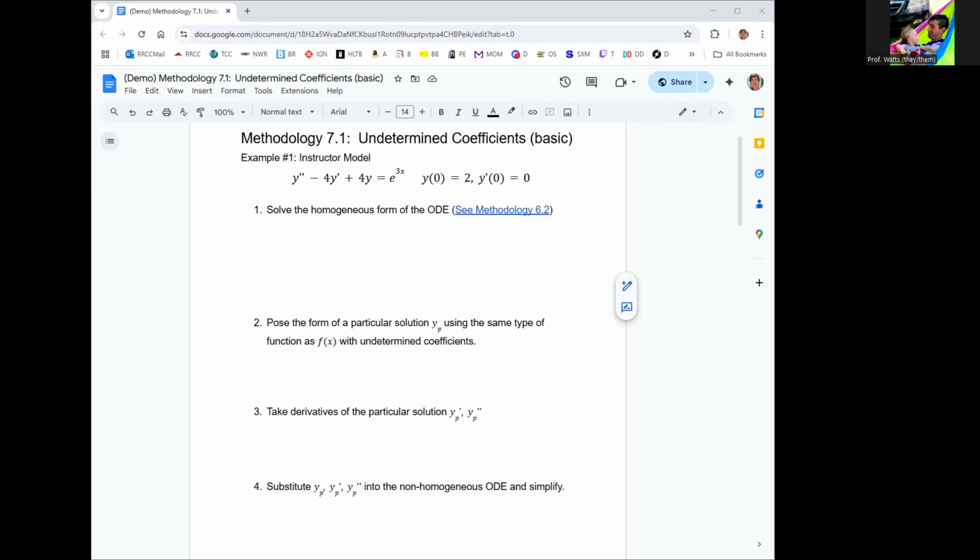The instructor model example we're going to look at is y double prime minus 4y prime plus 4y equals e to the 3x, with initial conditions y of 0 equals 2, y prime of 0 equals 0. Step one is essentially methodology 6.2, solving the second order linear constant coefficients homogeneous case. We will go through that to start off.